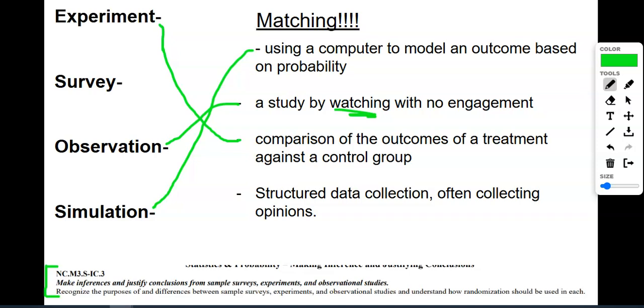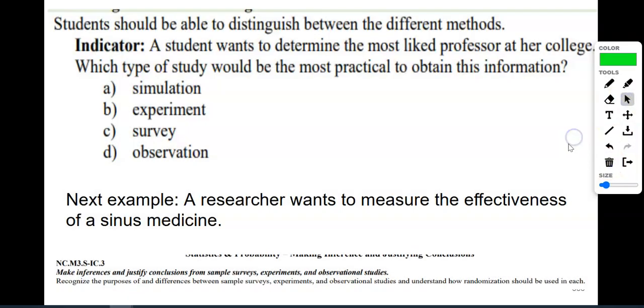More on that in the next example. And then finally, a survey is generally for opinions, trying to collect people's opinions. Here are some sample questions on that. A student wants to determine the most liked professor at her college. Which would be the best method? Though you could certainly observe which professors are liked, it'd be difficult to observe everybody, especially for a long period of time. It'd be way better to do a survey.